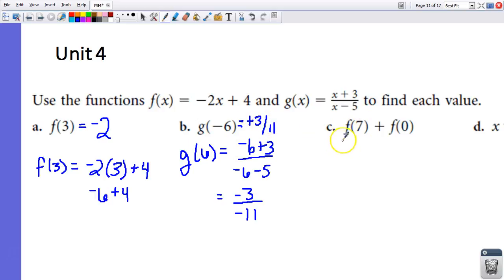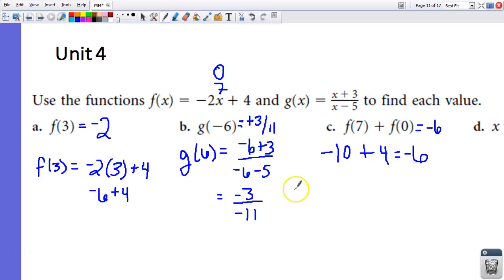f of 7 plus f of 0. So f of 7, let's do that one first. If we had a 7 here instead of x, we get negative 14 plus 4, which is negative 10, plus f of 0. If I put 0 here, that would be 0 plus 4, just positive 4. So that answer is going to be negative 6. Okay.